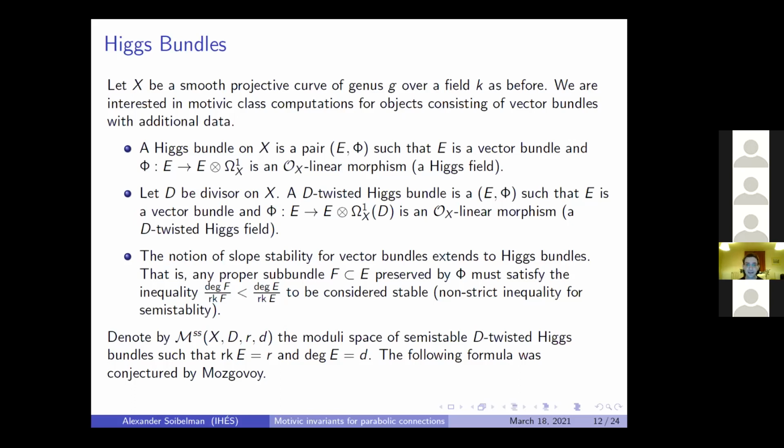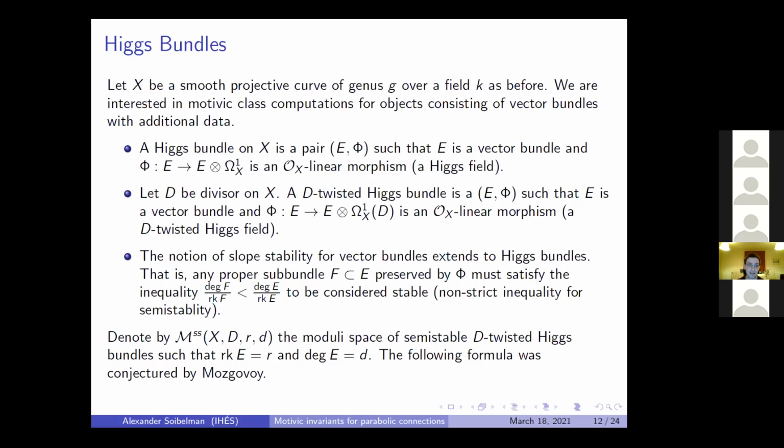The idea is that if you have a vector bundle or a Higgs bundle, and you have a proper subbundle F inside of that vector bundle that's preserved by the Higgs field, then there needs to be an inequality on the slope, so on the degree divided by rank, in order for it to be considered stable. And if the inequality is non-strict, then you get semi-stability.